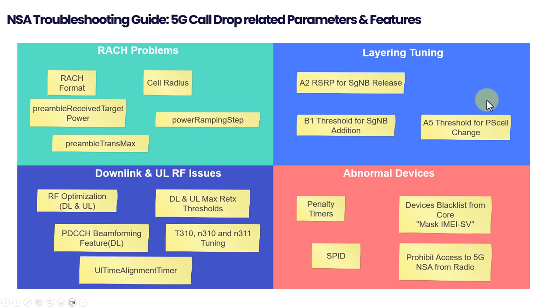Then you can also control the relative threshold for the SgNB change. For example, to make an early handover, or to make it a little bit late, depending also on your network. These are the common things for layering strategy.